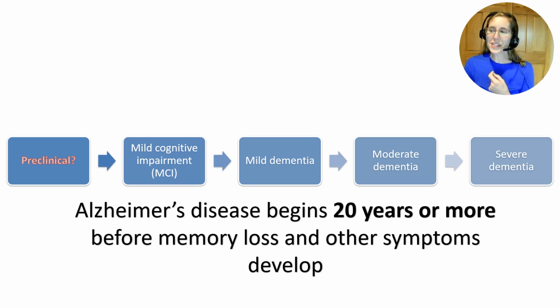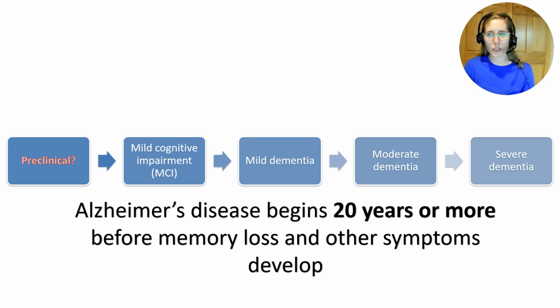So when we're specifically thinking about Alzheimer's and Alzheimer's dementia, it's important to note that changes in the brain related to Alzheimer's disease actually begin 20 years or more before memory loss and other symptoms develop, meaning you don't yet have the classic symptoms of Alzheimer's disease, but you may start to have the biological changes in the brain happening that will lead to Alzheimer's disease in the future.